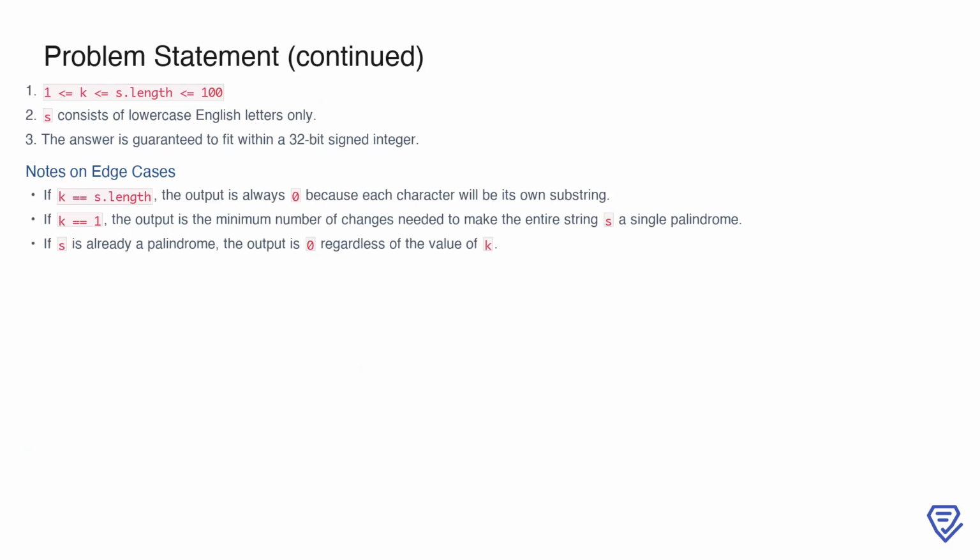The constraints of the problem ensure that k is between 1 and the length of the string, and the string consists only of lowercase English letters. Additionally, the result is guaranteed to fit within a 32-bit signed integer. For edge cases, if k equals the length of the string, the output is always 0 because each character becomes its own substring. If k equals 1, the output corresponds to the minimum changes needed to make the entire string a single palindrome. Lastly, if the string is already a palindrome, the output is 0 regardless of k, as no changes are needed. These edge cases help clarify the boundaries of the problem and guide us toward an efficient solution.